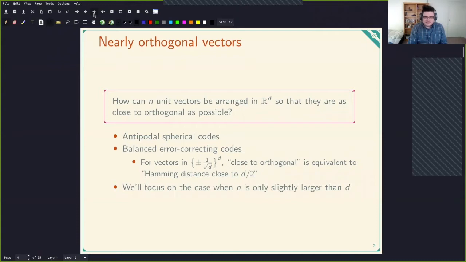In this talk, oftentimes we care about these types of configurations, these spherical codes, when the number of points is very large compared to the dimension, such as exponential in the dimension. But today we'll focus on the case when the number of points is only slightly larger than the ambient dimension that they're living in. So think d plus 5 points or d plus 100 points, but not even 2d points today.